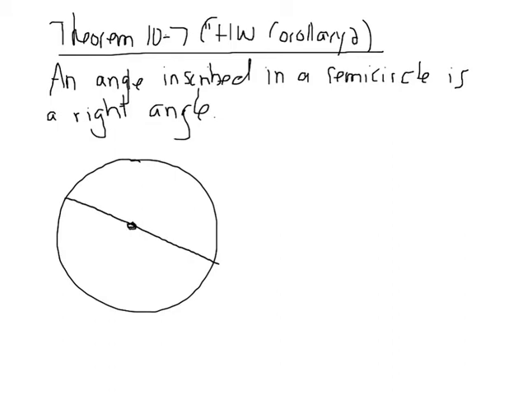Let's say we have this semicircle, AOC, and we have angle ABC inscribed in that semicircle. Remember, the semicircle is formed by the diameter. Therefore, this must be a right angle. Since AC is the diameter, the measure of arc AC is going to be 180 degrees. Therefore, the measure of angle ABC is going to be half of that, or 90 degrees.